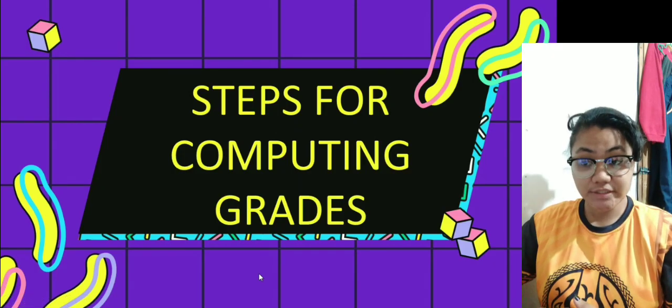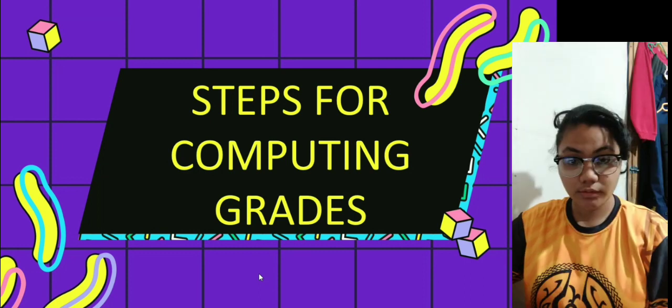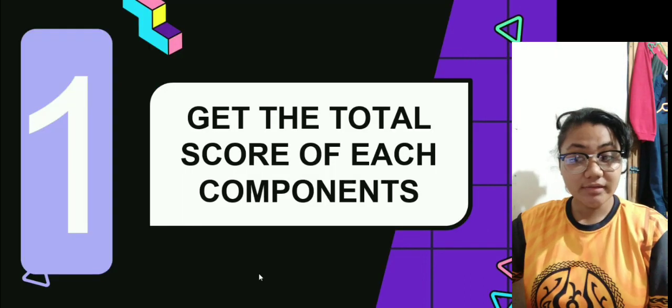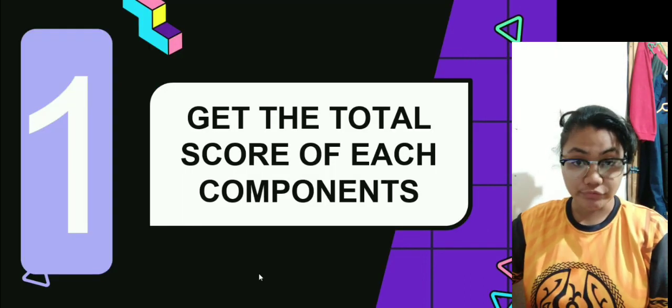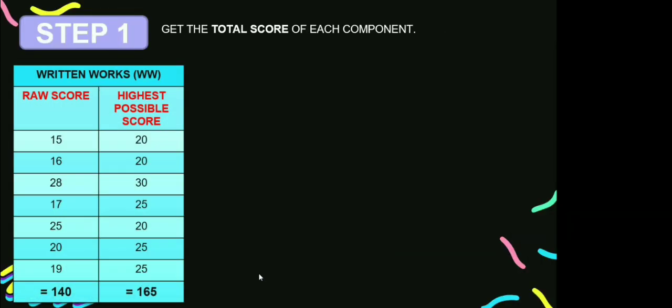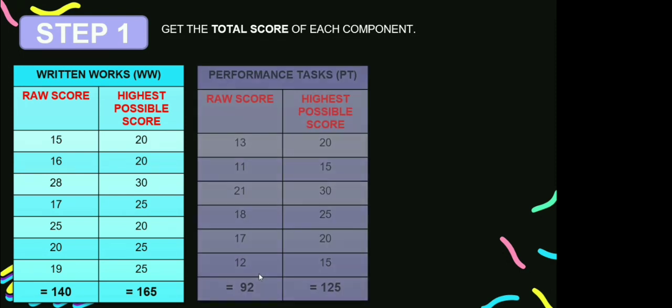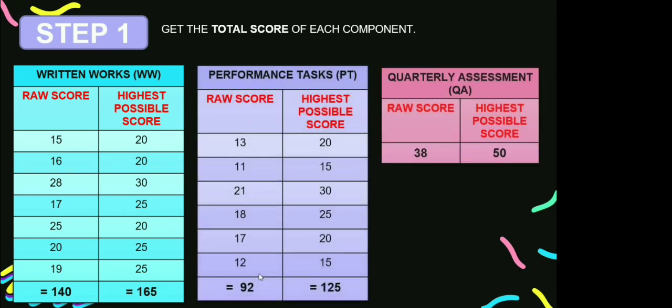Now we're on the steps for computing the grades. Step 1: get the total score of each component. The components of the grading system are written work, performance task, and the last one is quarterly assessment. For our example, let us assume that we have a student named Annalyn Bartolome, a grade 10 student, and we are going to compute her grade in English for the first quarter.